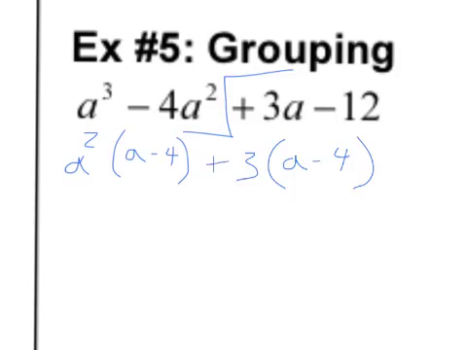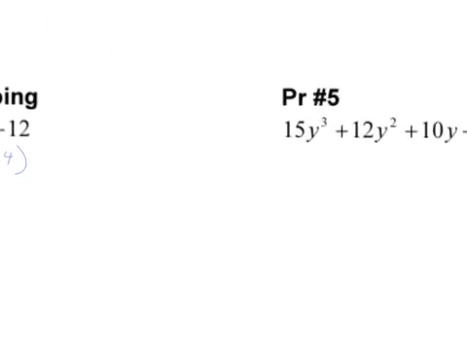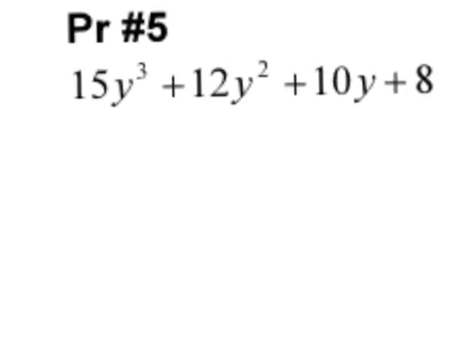Well, I could write it just like this. But since these are the same, this is kind of the reverse distribution property. And I can move the a squared and the 3 together, put those in parentheses, and then just times that by the a minus 4. And that would be the same thing. And that's called grouping. Okay, why don't you guys try that one with this guy. And pause the video, I'll put the answer up in a second.